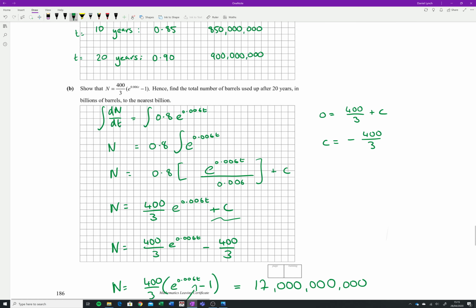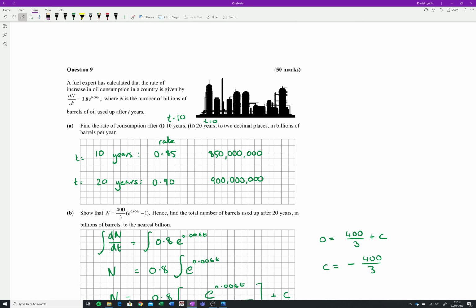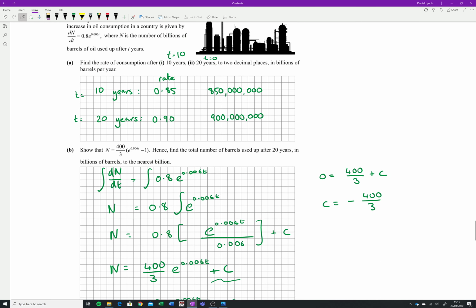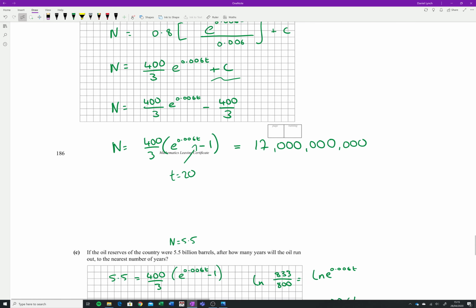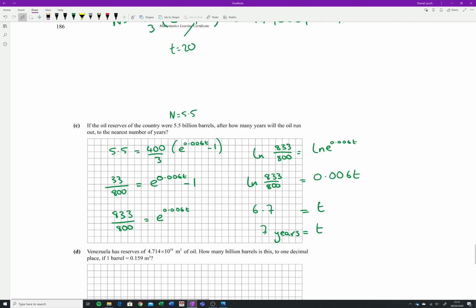Let me just double check here that I haven't done anything crazy. N is the number of billions of barrels used up after T years. Okay, so N is equal to 5.5. I agree with that. How many years will it run out? Just make sure that I haven't missed 0.006T minus 1. Yeah, that seems pretty reasonable to me. So look, I'll just run through the numbers again. 5.5 multiplied by 3 divided by 400 is equal to that. That's fine. Add 1 to both sides. We're also doing fine. Then we should get ln of our answer, and I'm going to take that whole thing, ln of our answer, and divide it by 0.006. And yeah, that's what I'm getting.